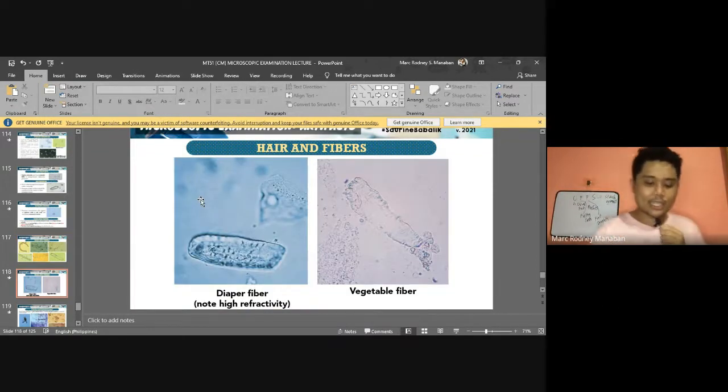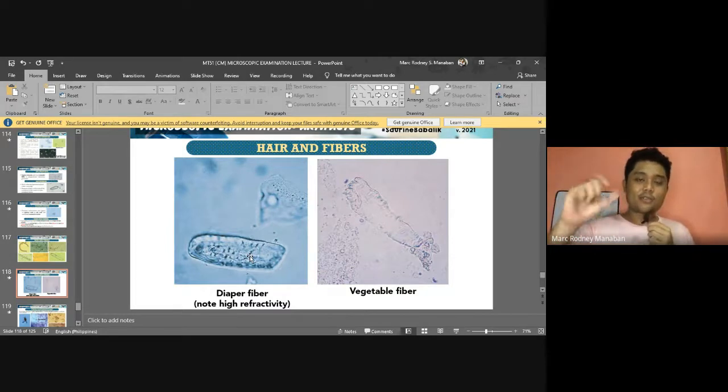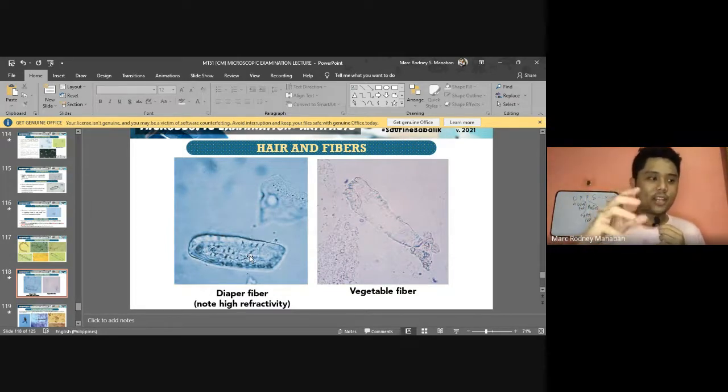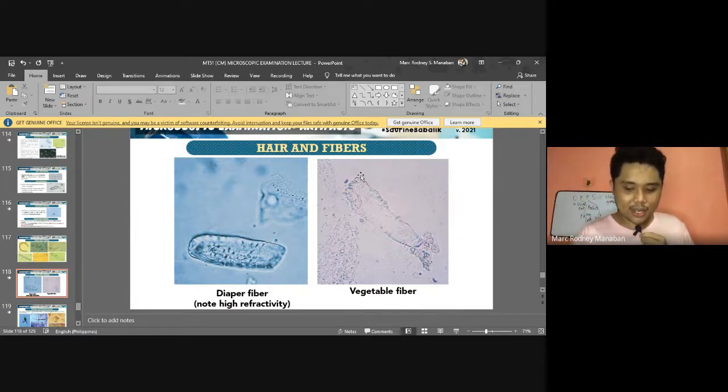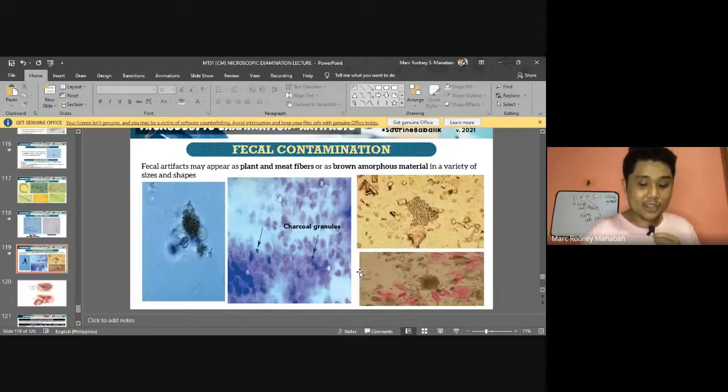Aside from that, high refractivity. Ayan, as you can see, if you shift mo ang fine adjustment knob, pwede siyang mag-change in mersag mag-shine or mo-change siya in appearance. Ayan. And vegetable fiber, as you can see, uneven ang shape. Dili dyan siya cylindrical. Alright? And yeah. So, nasa po siya mga rough surface sa kilid. Alright. And lastly, fecal contamination.